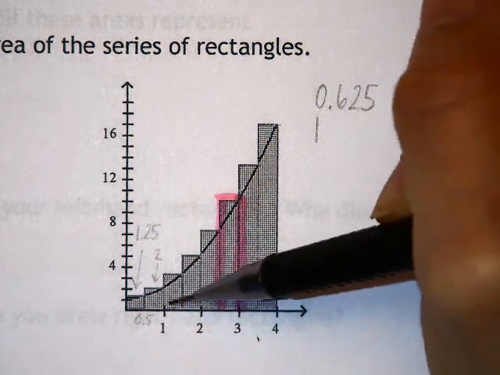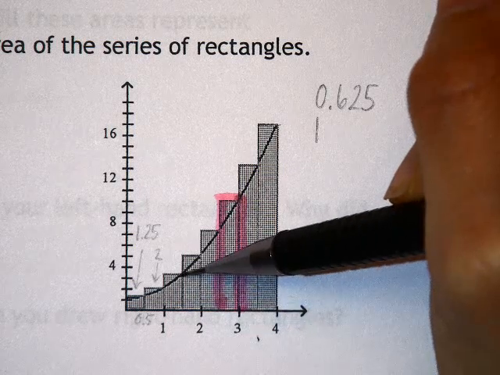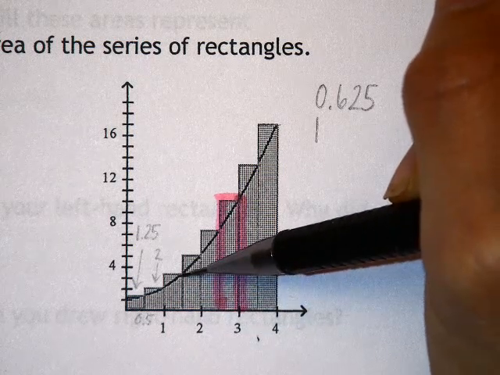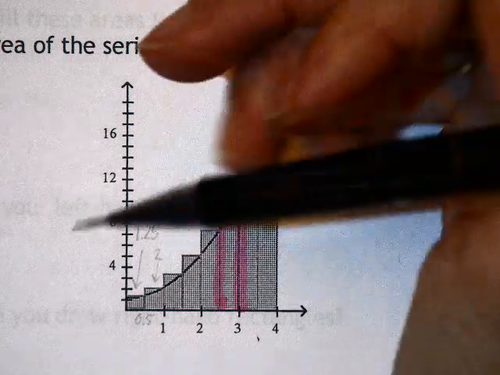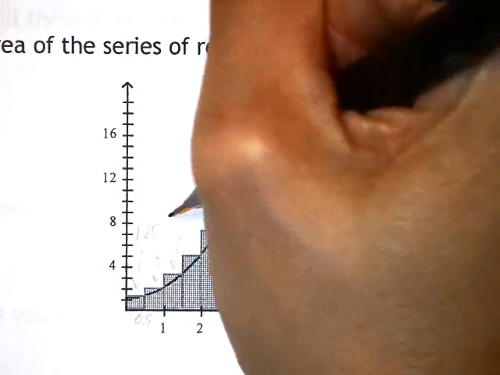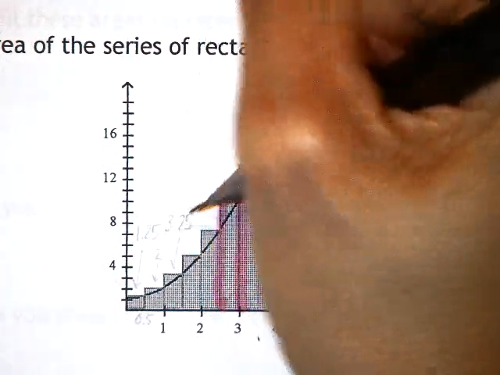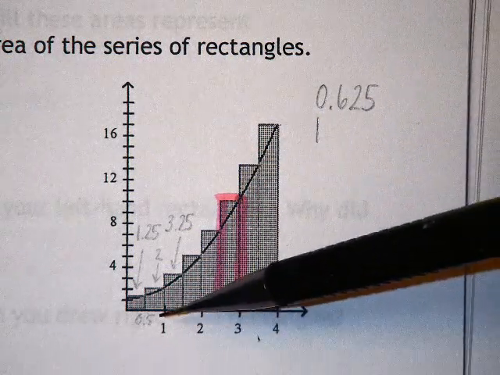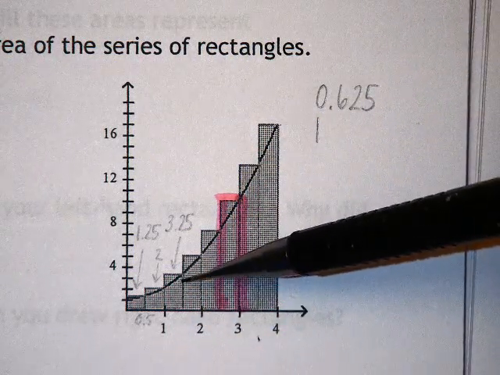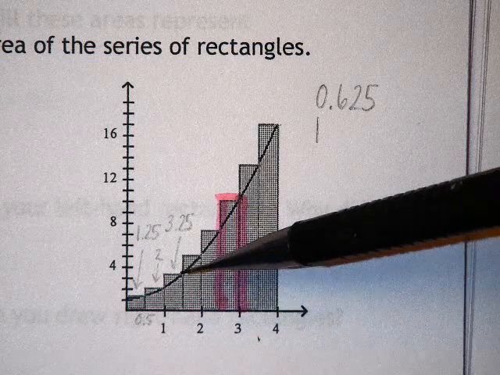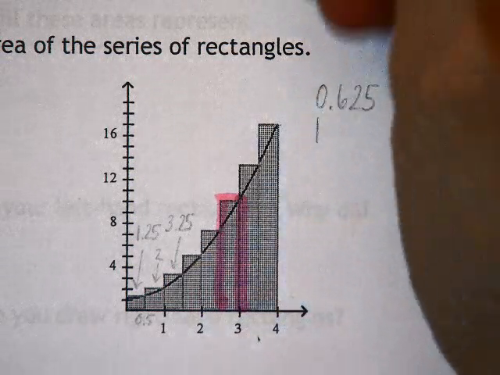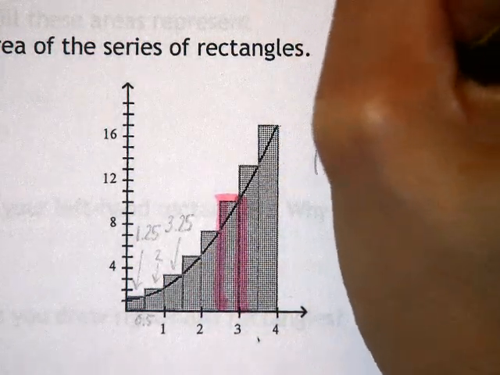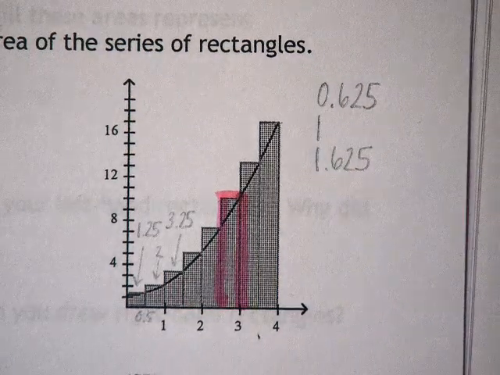This third rectangle has a height dictated by the x-coordinate at 1.5. So according to my table, at 1.5, the height was 3.25. And again, doing base times height to find the area of the rectangle, 0.5 times 3.25 is 1.625. So I'll add that to my tally.